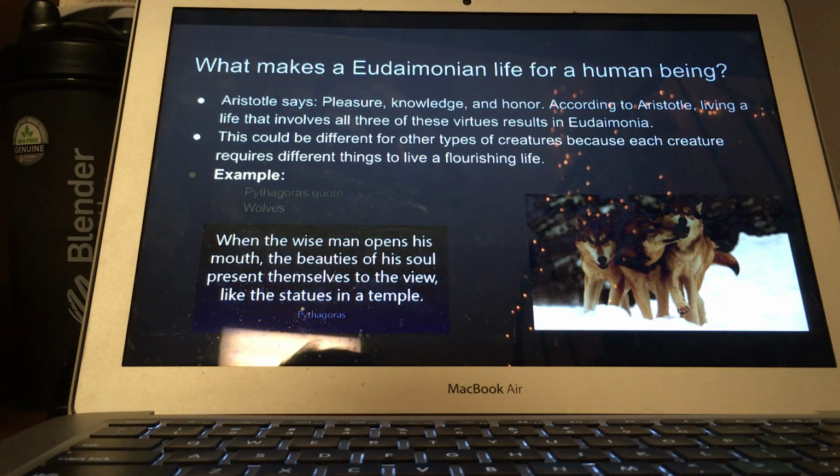This could be different for other types of creatures because each creature requires different things to live a flourishing life. Wolves do not care much for honor and knowledge to live flourishing lives. Some things that are essential to wolves are the specific ways in which they travel in packs, howl, and hunt. Therefore, a few entities that would make their lives flourishing may be a multitude of prey to hunt upon. This is far different from what it means to live well for humans, and this varies greatly from creature to creature.